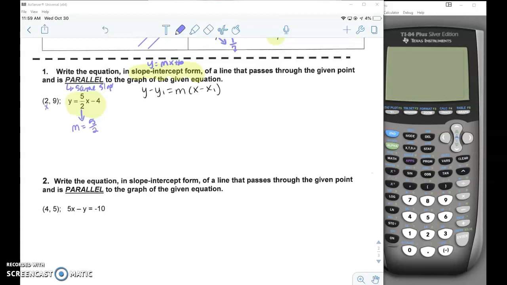We have a point, 2, 9. So we have a point and a slope. We are going to start in point-slope form. Y minus y1 is equal to m times x minus x1. Filling in our pieces, y minus the y value from your ordered pair, so 9 equals m, our slope, same slope, 5 over 2, parentheses x minus x1, x value from our ordered pair is 2.